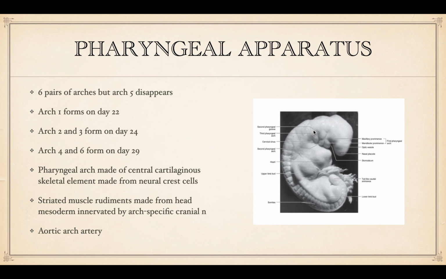As you can see here, the second and third arches are shown here, and then the fourth and sixth are within, so they're not visible from the surface. And here's the nasal placode. Eventually they'll make the nose, but more importantly here is the stomodeum, which is our future mouth. Right around here is the first arch, then the second and third. And right here is our primordial heart.